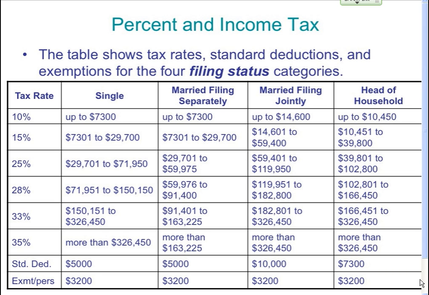We have different tax rates. Basically, the more you make, the higher percent of your income you have to pay. STD stands for standard deductions, and the one at the bottom is the exemptions per person.